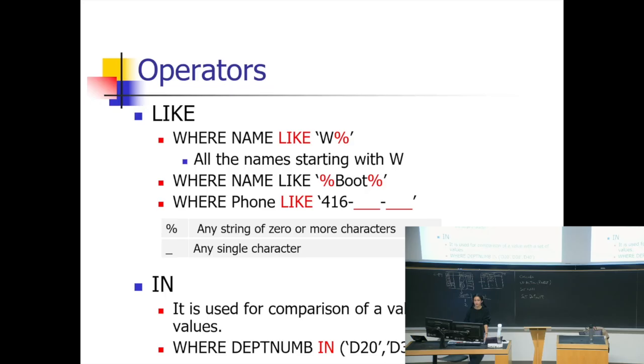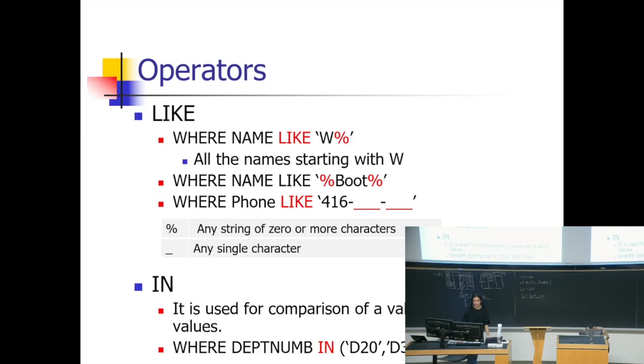What would be the sample results for these? If you have, for example, name like W percentage, does it qualify? Yes, right? Because it starts with W. And then if you want the middle characters to be something, for example, you can specify percentage before and after. It means it can start with anything, end with anything, but you should have that in between. For example, you can have reboot, right? Or anything like that.